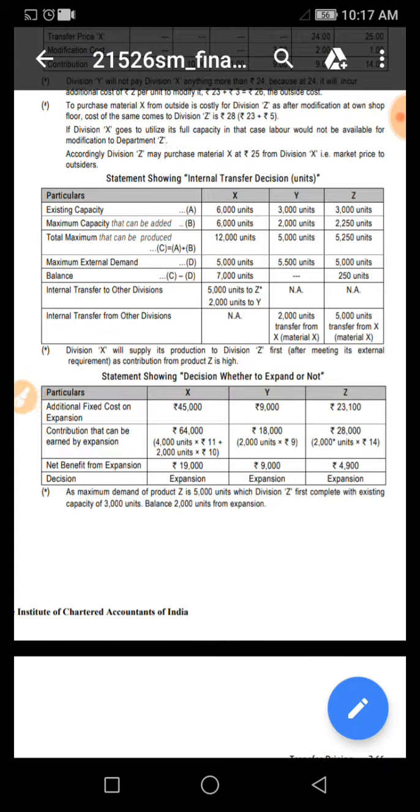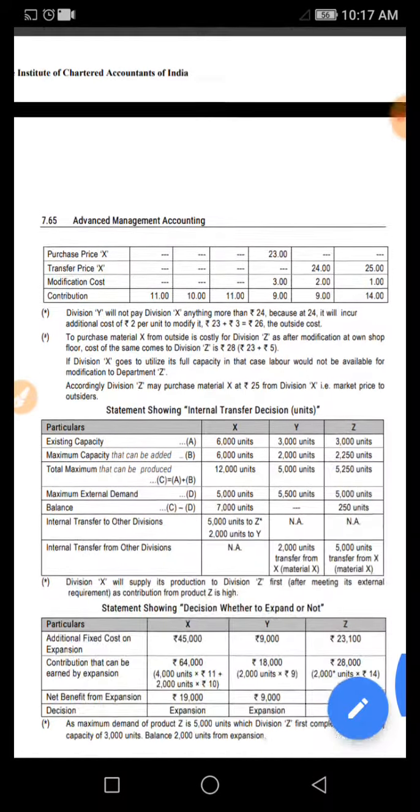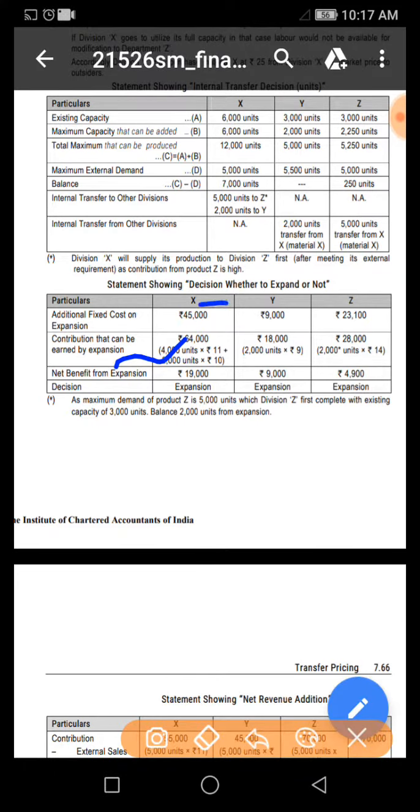Then for Y, 2,000 additional expansion we have done. So 2,000 units into 9, this contribution. Okay, and Z, that is also 2,000 getting expanded, so 2,000 into 14 rupees. So this is the contribution. So net benefit comes from this, just deduct this one, you will get the net benefit. So for all the net benefit is coming. So that's why decision taken is expansion in all the cases.